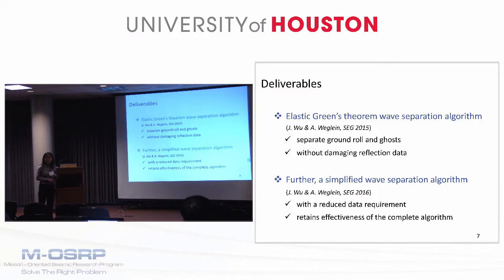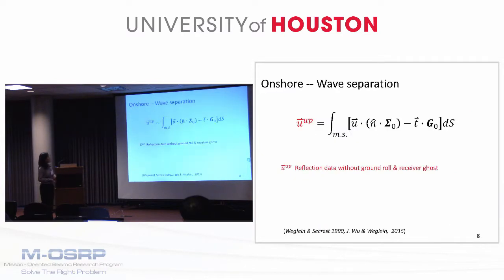So now let's look at what the complete data requirement is and what the reduced data requirement is. This is the elastic Green's theorem wave separation algorithm. As you can see, the output here is the reflection data without ground roll and the receiver side ghost. So overall, we put the source at the air-Earth boundary. There is no source side ghost.